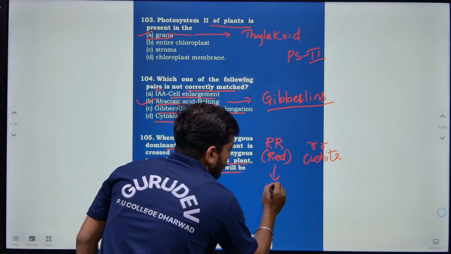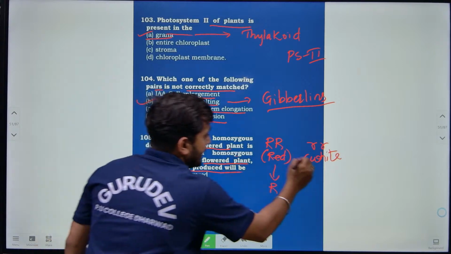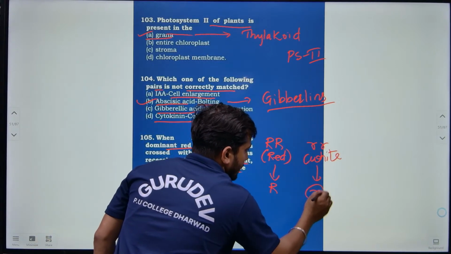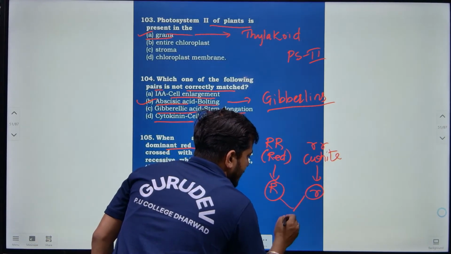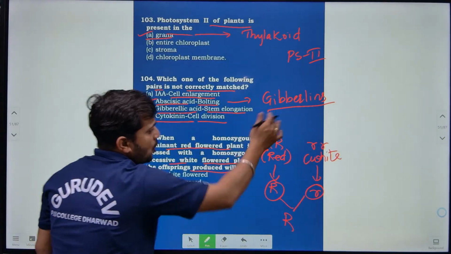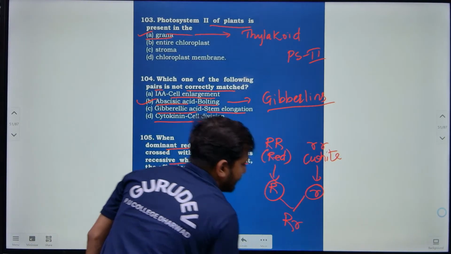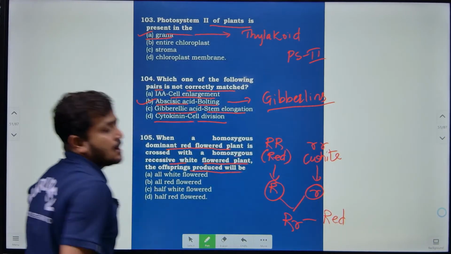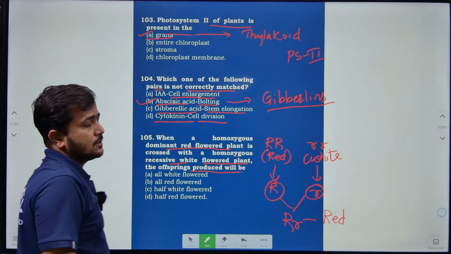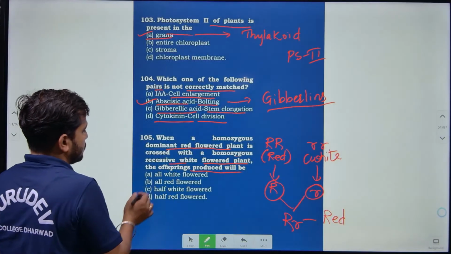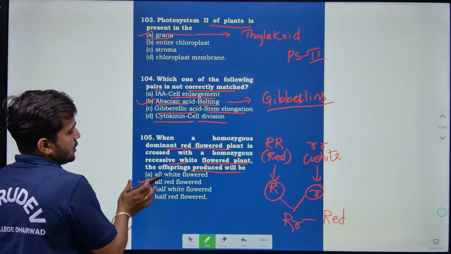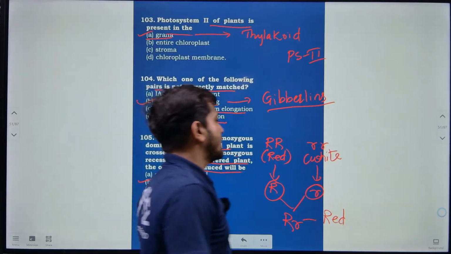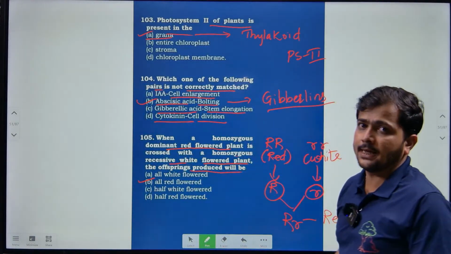So with respect to this, if you consider here, they are going to form only one type of gamete, and here it is also going to form only one type of gamete. When they get fused, as they mentioned, R is dominant over white. Then definitely all the plants produced are red, right? All the flowers are red colored flowers. That is option B here, right?